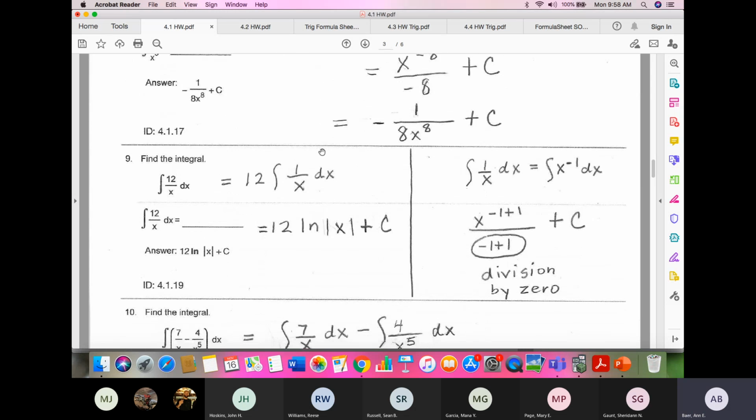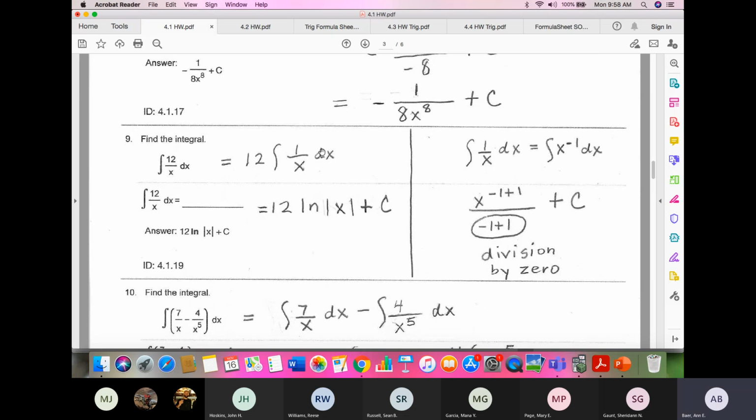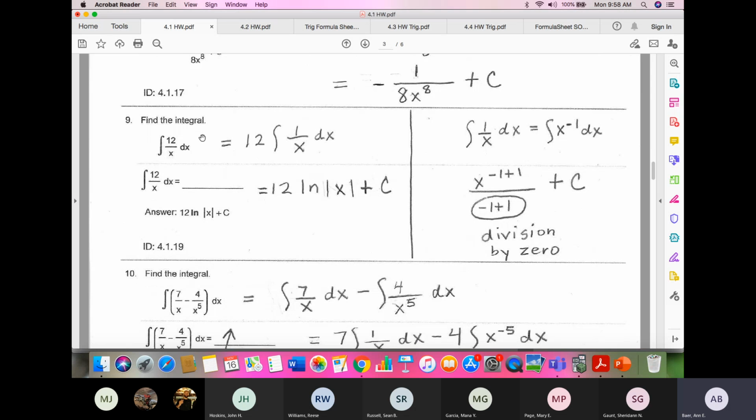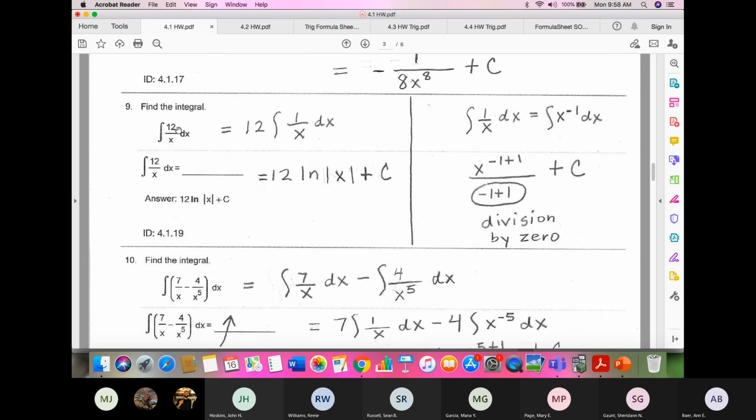So let's take a look at this right here. We want to find the integral of 12 divided by x. The first thing I'm going to do is bring the 12 out front because it's a number multiplier. Then that 12 is really 12 times 1. So there's really a 1 here over x.